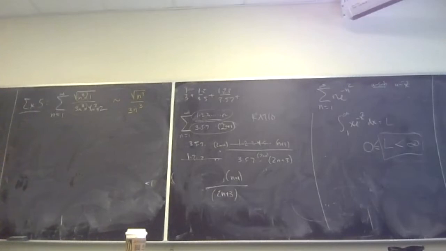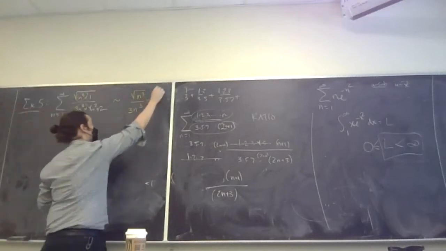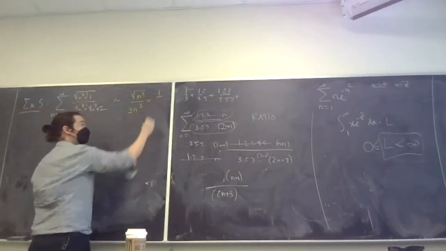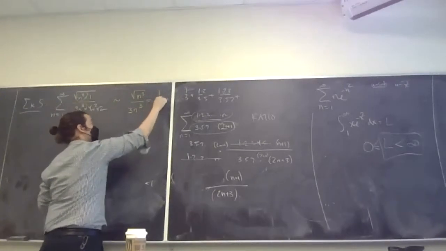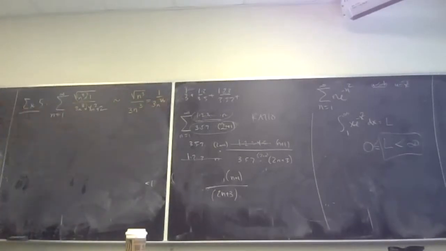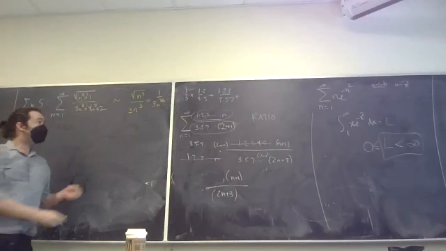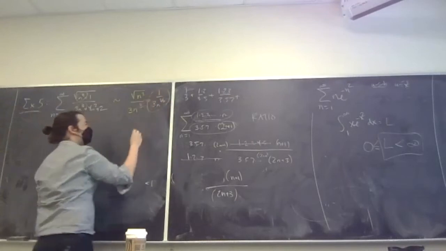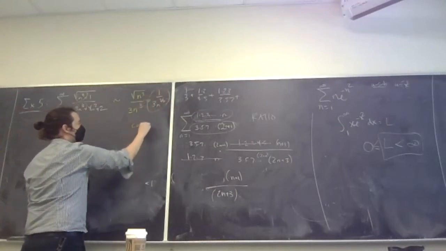What does that look like when you simplify this? Remember, a root is just a half power, right? So it's n to the 3 halves over n to the third, which is 1 over 3 n to the 3 halves. This idea right here, the long-term behavior, that is certainly your candidate for comparison.